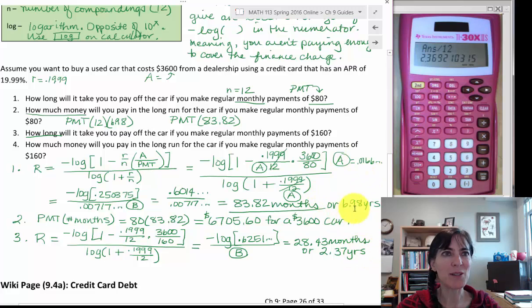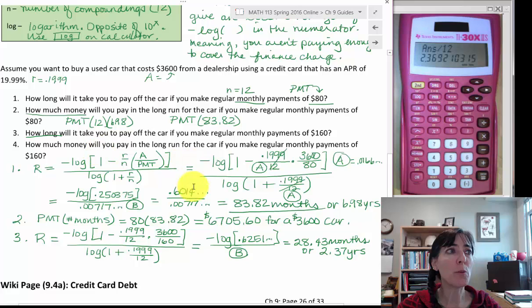Significant difference. I think 7 years versus 2 1/3 years, and look at the number of months, way decreased. So if I can afford to pay 160 instead of 80, that is in my best interests.